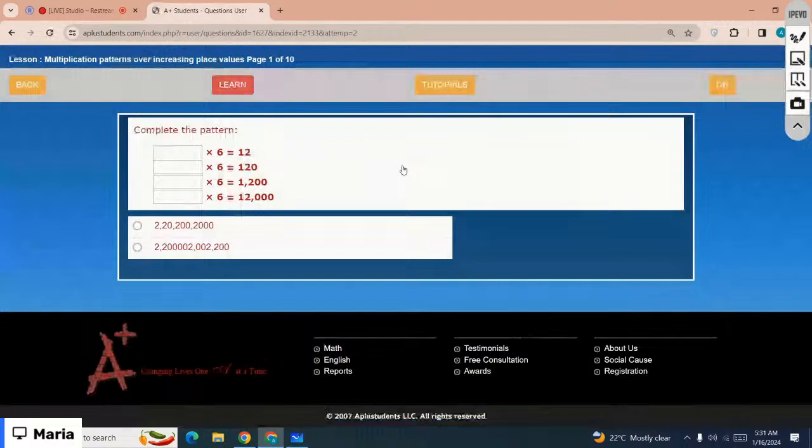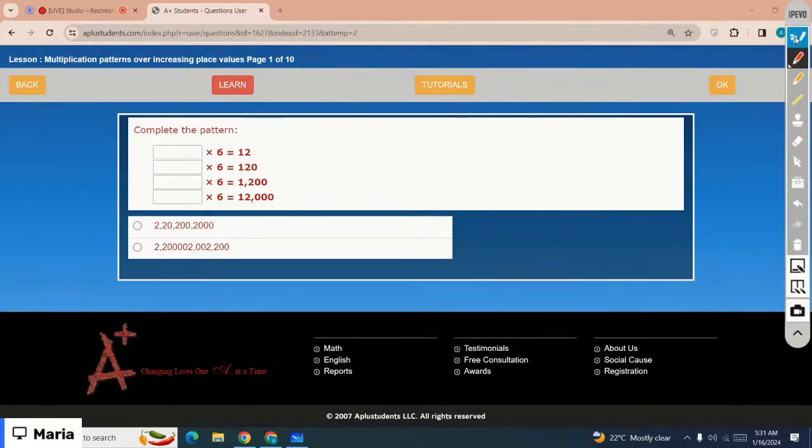Okay, the first one is complete the pattern. You have to find the missing number. So which number is missing? 6 times what number is 12? 6 times what number is 120? 6 times what number is 1200? And 6 times what number is 12,000, right?